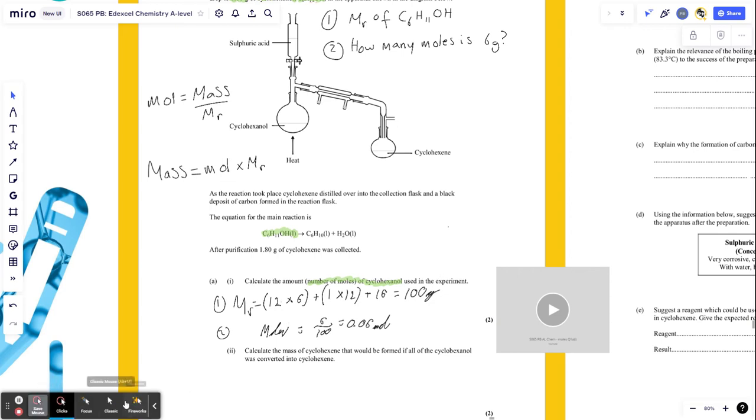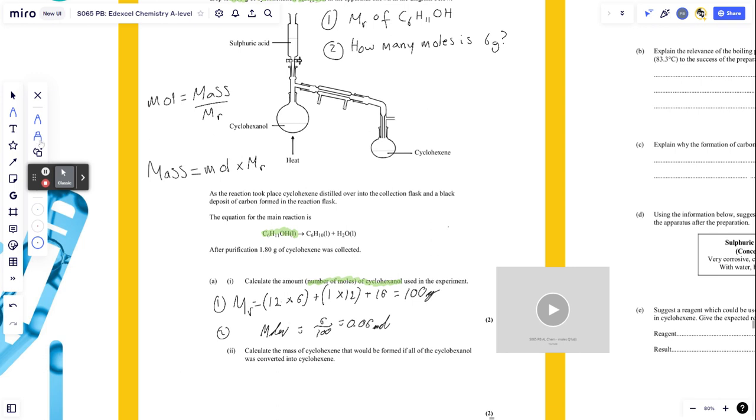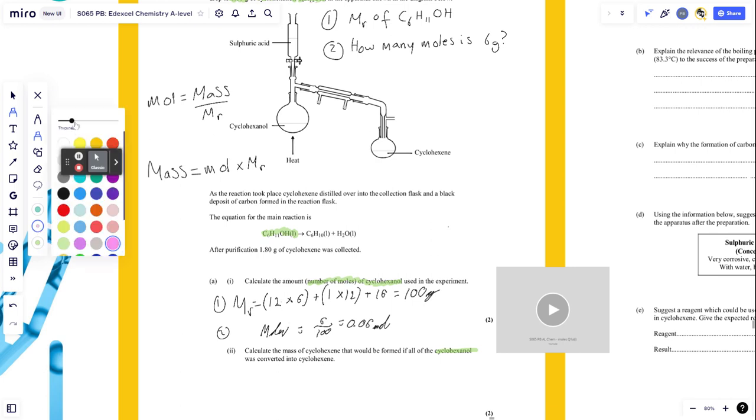Okay, so calculate the mass of cyclohexene that would be formed if all of the cyclohexanol is converted into cyclohexene. Now let's make sure that we don't get confused with what's what here. So we'll use this highlighter again, where this is the cyclohexanol. So if all of the cyclohexanol is converted into cyclohexene, let's use pink for cyclohexene, and we want to know the mass of the cyclohexene if all of the cyclohexanol was converted into cyclohexene.